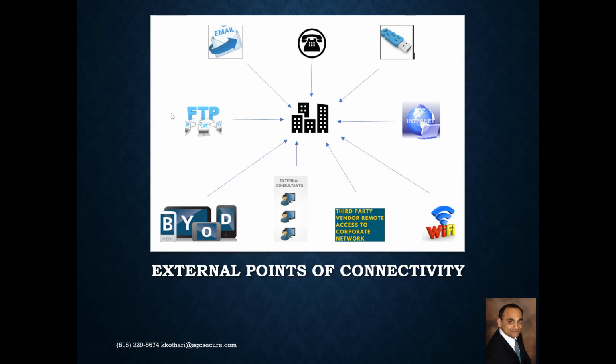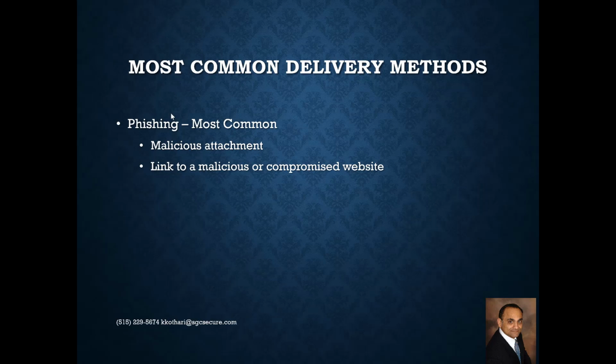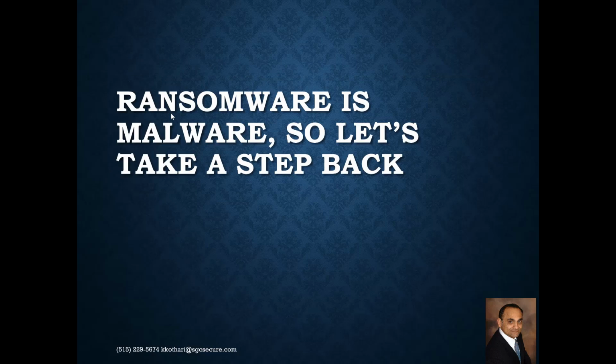The reason why we show this is sometimes we just lose sight and we only focus in on one or two of these areas. And for purposes of this presentation, we're going to focus in on email. And so email or phishing is going to be the most common way of delivering ransomware. And that's going to be either through a malicious attachment, or it's going to be through a link to a malicious or a compromised website. So again, ransomware is malware.